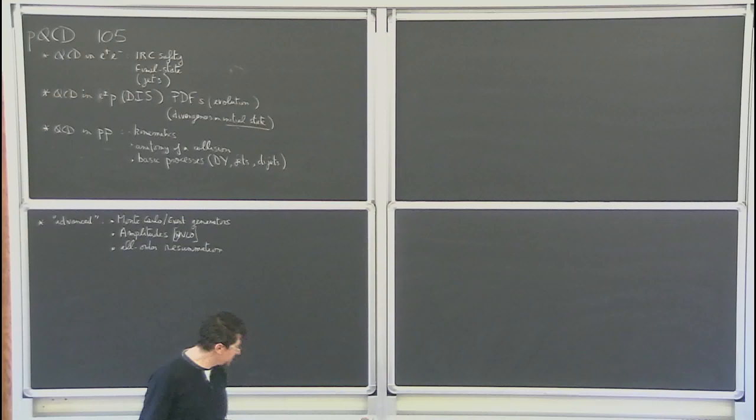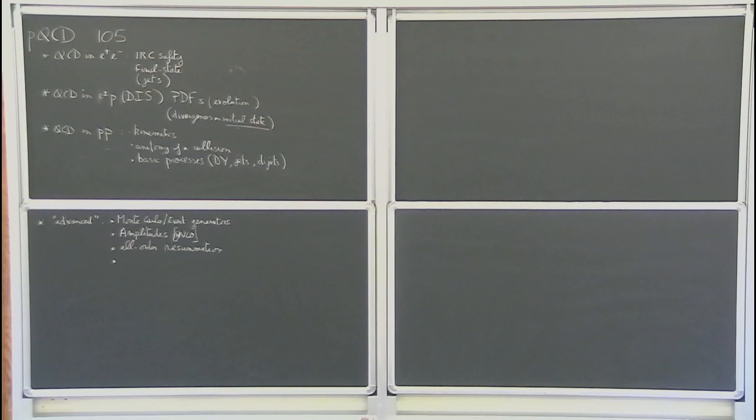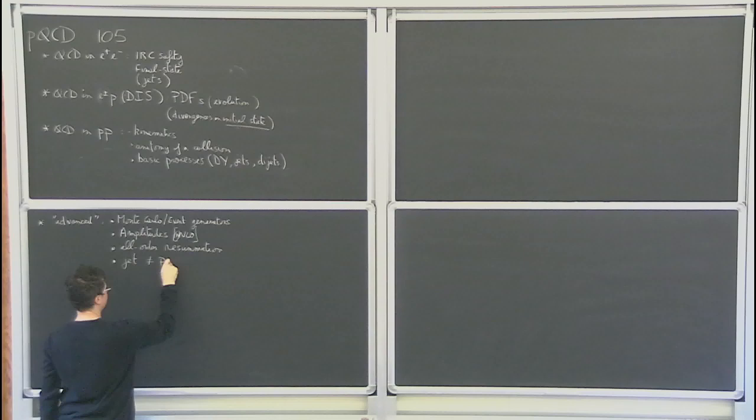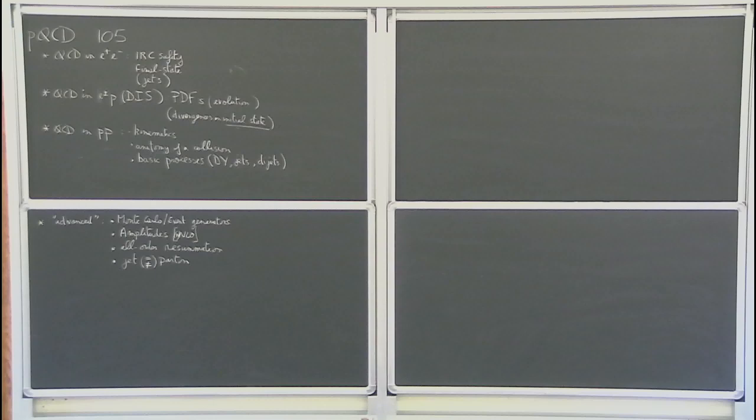Then there's probably a few other fun things that we can discuss. One object that happens everywhere in QCD is something called jets. And many of you have a basic understanding of what a jet is, probably. Something that I've done in the past and tends to be quite fun is to see to what extent a jet is or is not a QCD parton. If you don't know what this is, you probably don't want to hear about it, so don't worry.